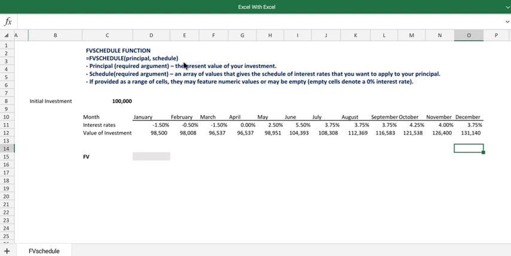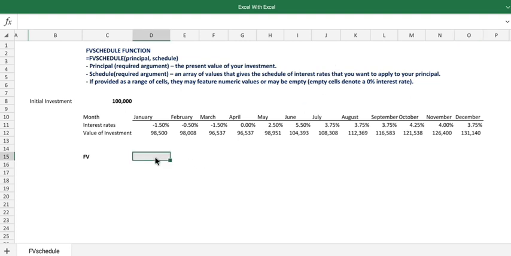Now this is where the future value schedule function comes in. The function has two arguments: the principal, which is the amount that we're trying to invest, and the schedule of interest rates that we have. The schedule runs from January to December, ending with 3.75%. Whenever we leave a rate empty, this function will assume that the interest rate is 0.